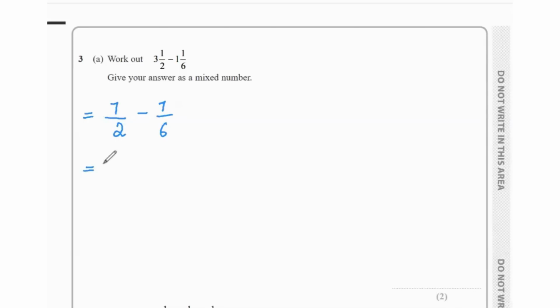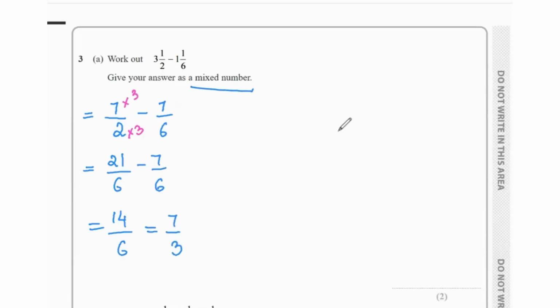Next step is to remember that when we're adding or subtracting fractions with unlike denominators, we're supposed to make the denominators equal. So for that, we're going to multiply the first fraction by 3 because 2 times 3 is 6 and the denominator for the second fraction is already 6. So that gives us 21 over 6 minus 7 over 6. 21 minus 7 is 14. 14 over 6 can be simplified to 7 over 3.